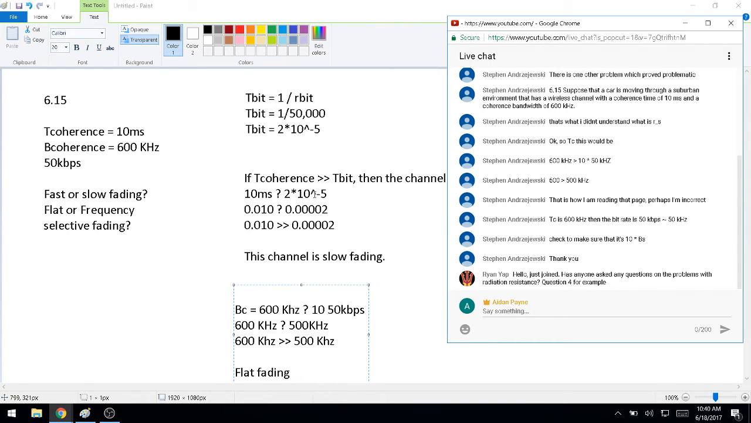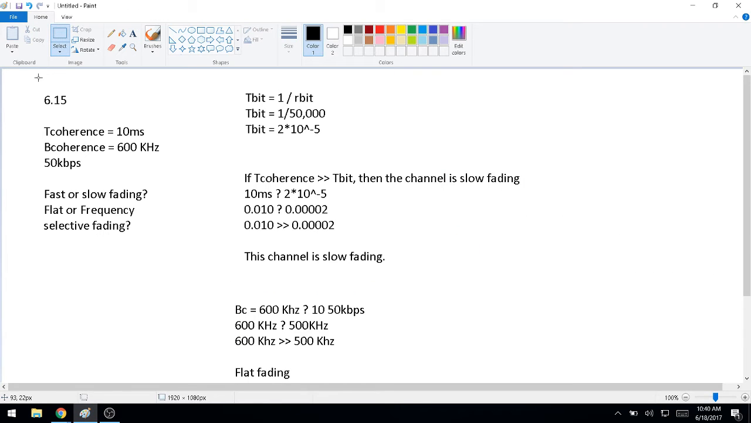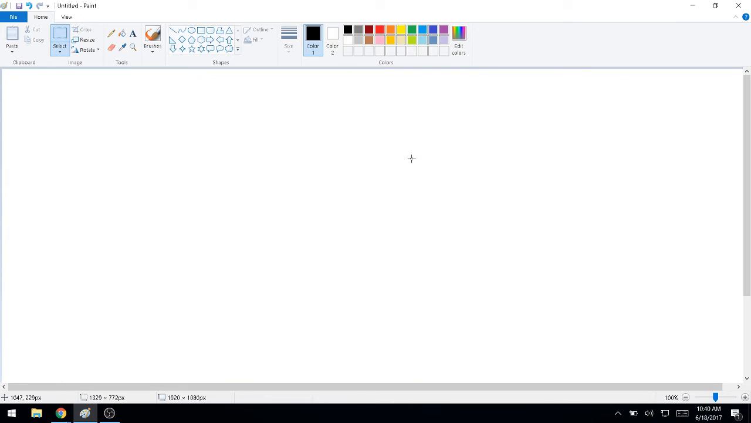So Ryan's just joined us, and he's asking if anybody's asked any questions relating to question 4. Yes, Ryan, we did cover that. We covered question 5, technically. Yes, we covered question 5, but let me go back over and show you the formula that we used for that one, because once you have the formula, you can go from that point forward.